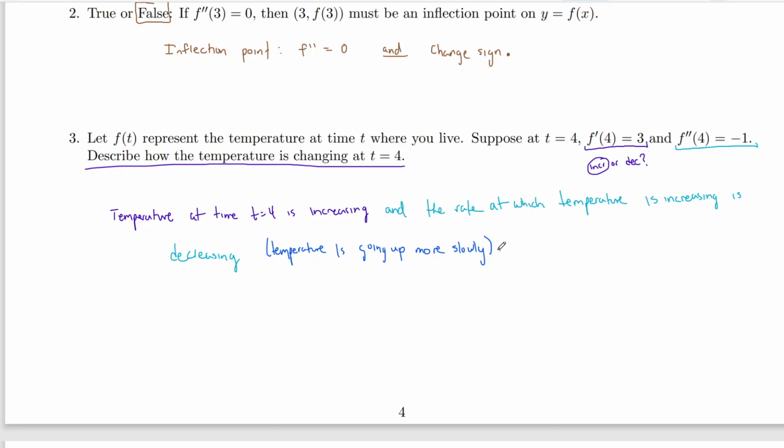Right, so remember, that's what the second derivative tells you. It doesn't tell you increasing or decreasing. It just tells you how the derivative is changing.